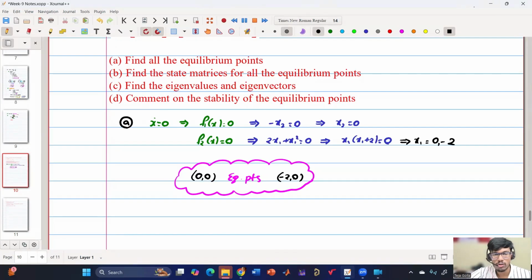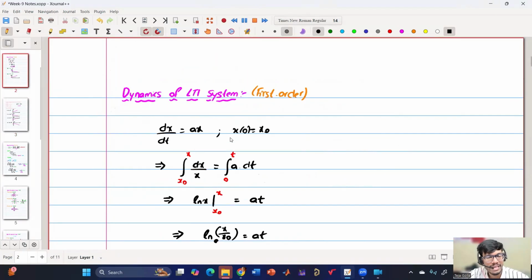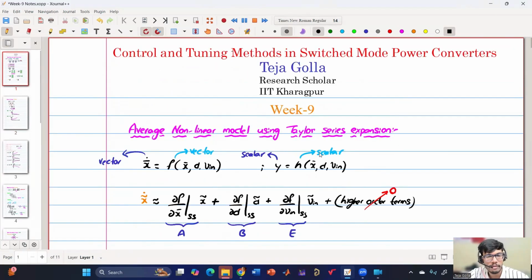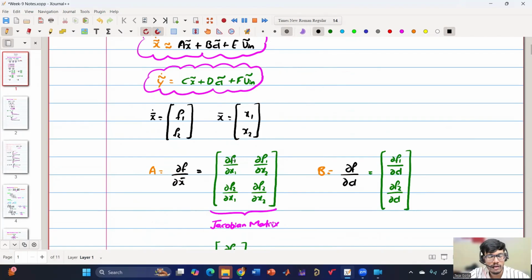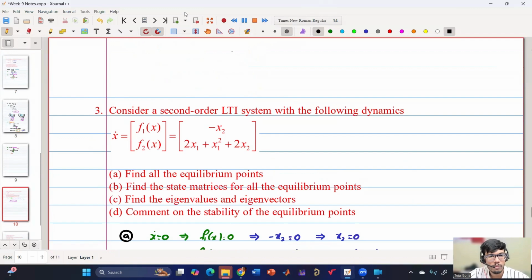Okay. So now how to find the state matrices. Previously I mentioned that if we have any nonlinear system, as we discussed at the beginning, then to find the A matrix we have to compute dou f1 by dou x1, dou f1 by dou x2, then dou f2 by dou x1 as well as dou f2 by dou x2. So now we have to solve it.